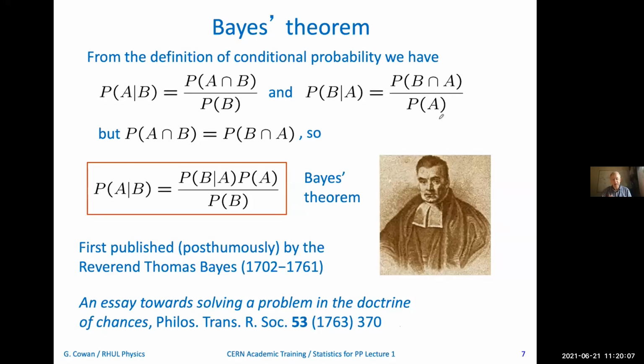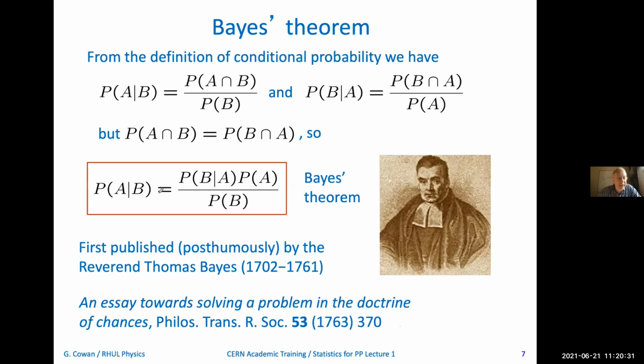But then if you think about how set theory works, A intersect B and B intersect A, that's the same subset. So therefore, their probabilities also have to be equal. And so if you just take these two equations that I've written above, solve them for P of A and B, and on the right for P of B intersect A, and equate them, that's Bayes' theorem.